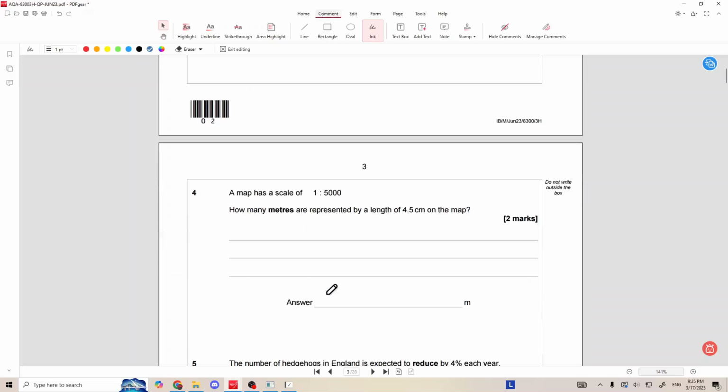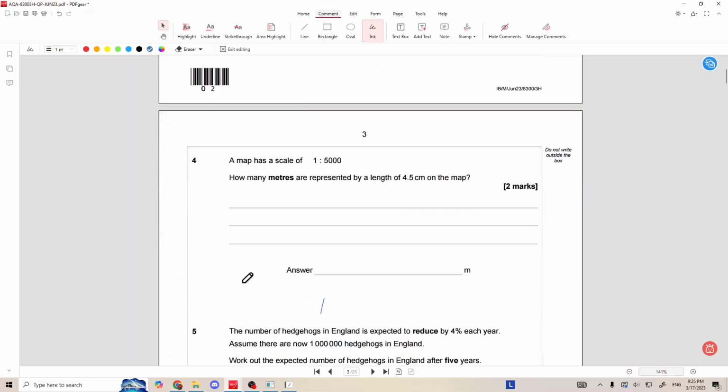Next. A map has a scale of 1 to 5,000. How many meters are represented by a length of 4.5 cm on the map? Okay, so 4.5 times 5,000 divide by 100.